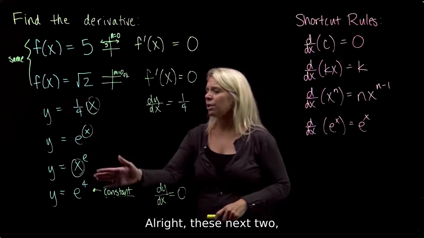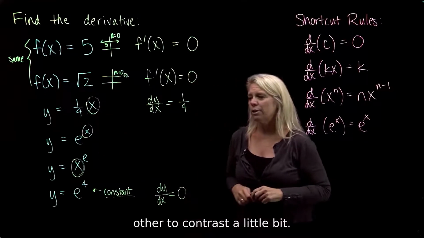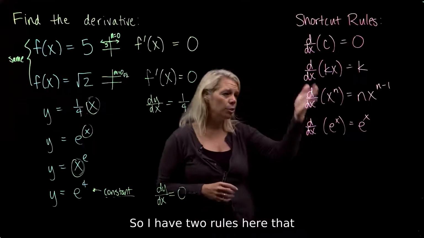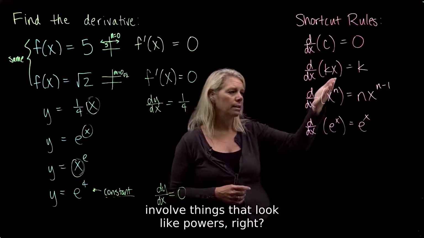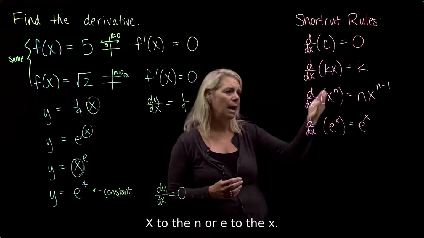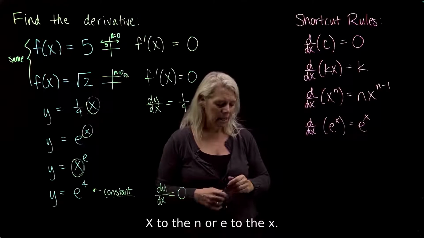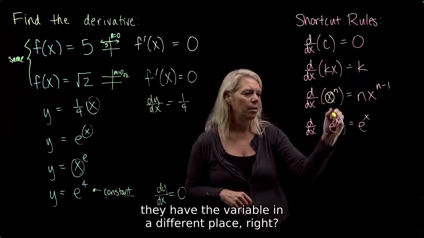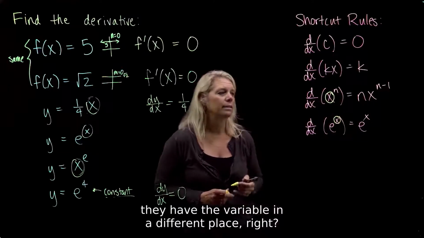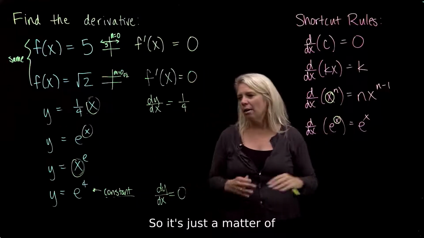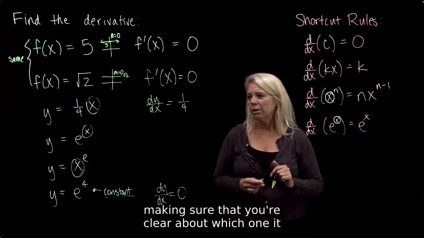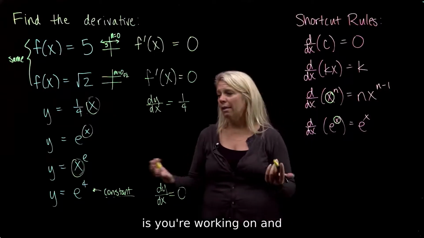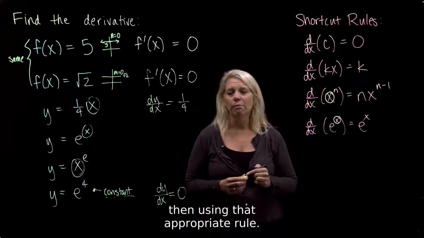All right, these next two, I put them next to each other to contrast a little bit. So I have two rules here that involve things that look like powers, right? X to the n or e to the x. And the key thing to think about in those is that they have the variable in a different place, right? So it's just a matter of making sure that you're clear about which one it is you're working on and then using that appropriate rule.